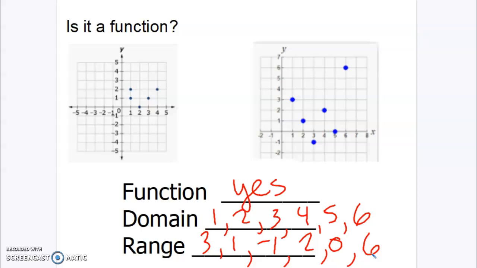If it's easier for you, list out all of your ordered pairs or make a table of your x and your y values, if it's easier for you to identify the domain and the range that way.